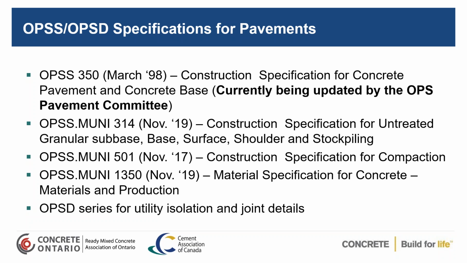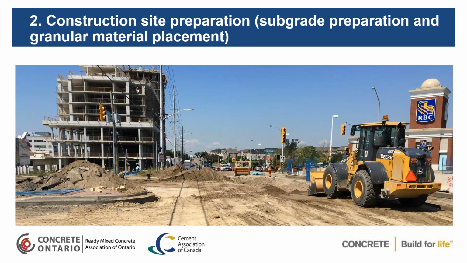Then we have 314, 501, and 1350, all very important documents when you're looking at the construction aspects, the compaction aspects, and the materials. Now, another one that we look at is the OPSD, the Ontario Provincial Standard Drawings. There are drawings for utility installations, jointing details, and load transfer devices for the dowel baskets, which tell you the distances that you use and the depths for saw cutting. There are also composite pavement utility isolation drawings, concrete barrier, curb and gutter. A lot of different documents in there, but we can't go over them all, of course. These are the foundation for your construction and the things that you're supposed to do when you're doing a concrete pavement.